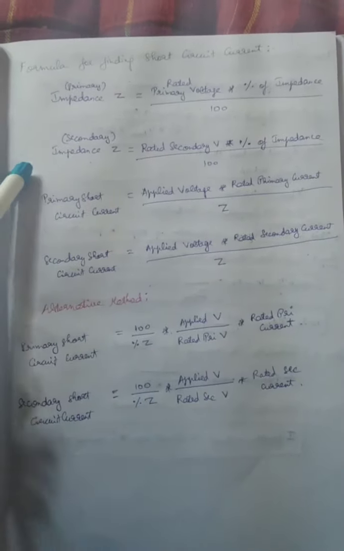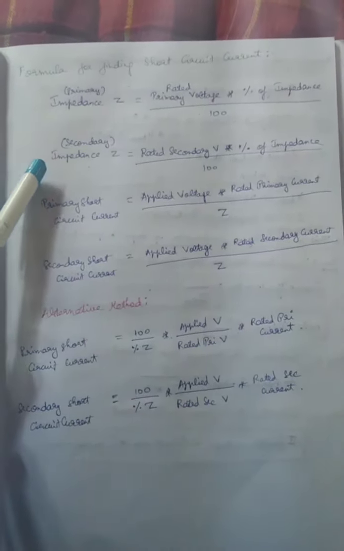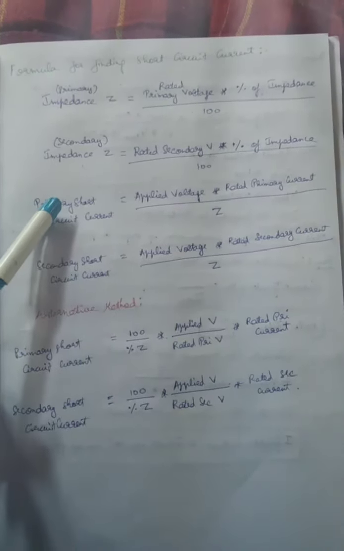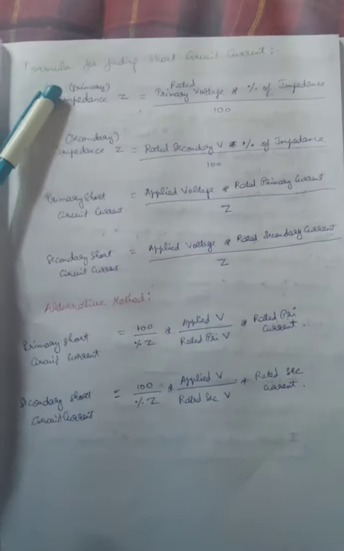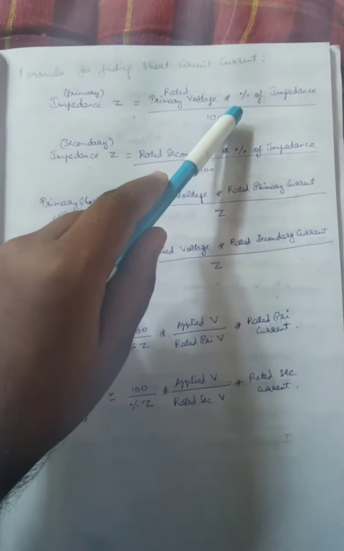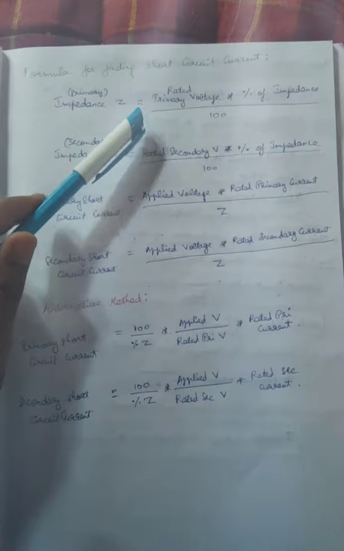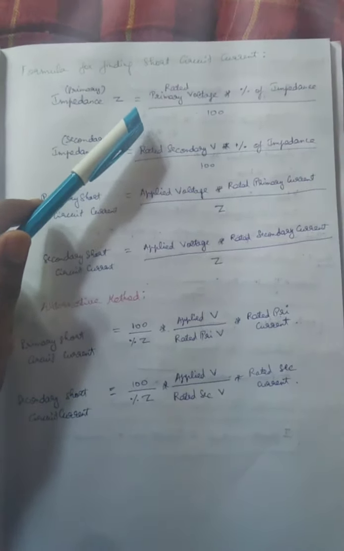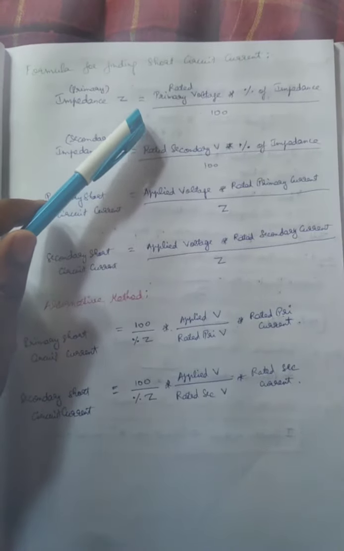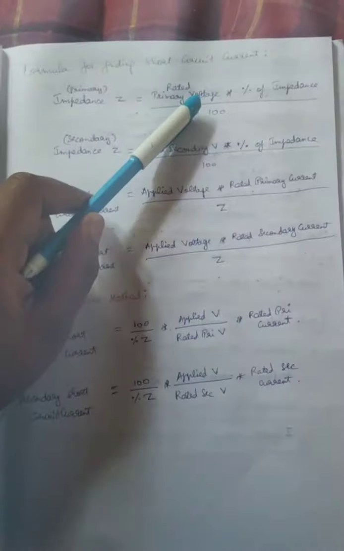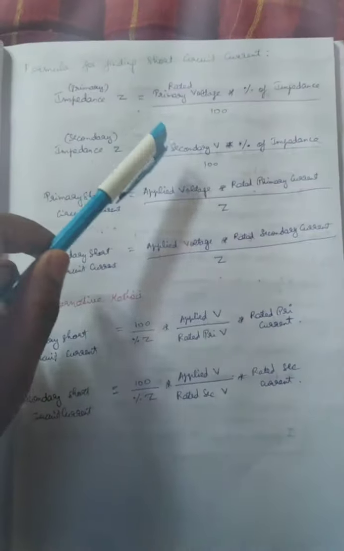So this is the calculation for the short circuit current, the theoretical calculation values. First of all, we need to calculate the impedance. The percentage of impedance is given on the transformer nameplate itself, and also the rated primary voltage, rated primary current, rated secondary voltage and rated secondary current. All of these are given on the transformer nameplate itself. So we need to observe those readings and then calculate.